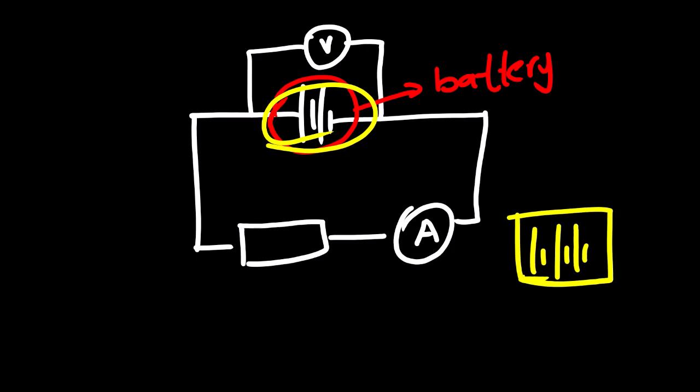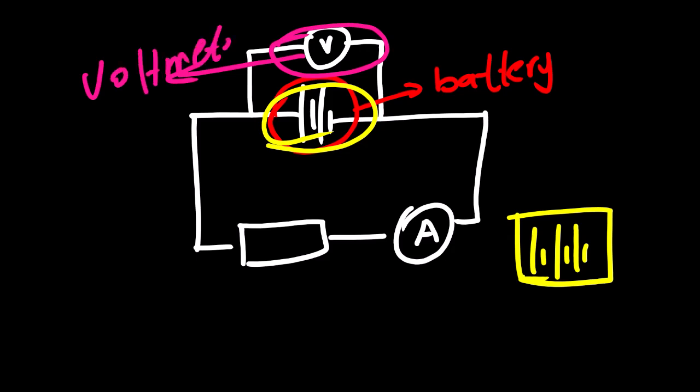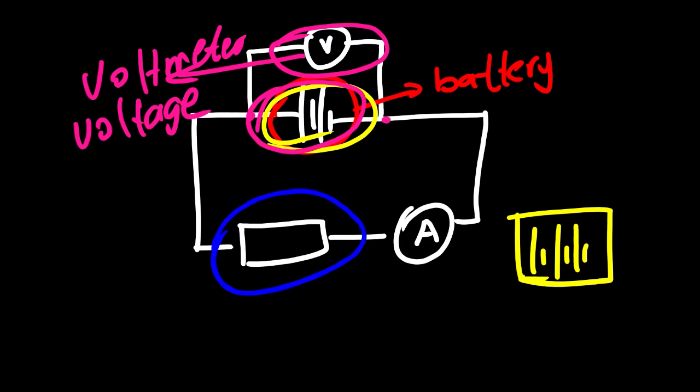And then moving to the next symbol, this represents a voltmeter. It measures a voltage. Since we connected it across this, it simply measures the voltage which is produced by this battery. Moving to the next symbol, this is what we call the resistor. It has a resistance measured in ohms. By the way, the voltmeter measures voltage, which the SI unit is volts. And resistor has a resistance which is measured in ohms.